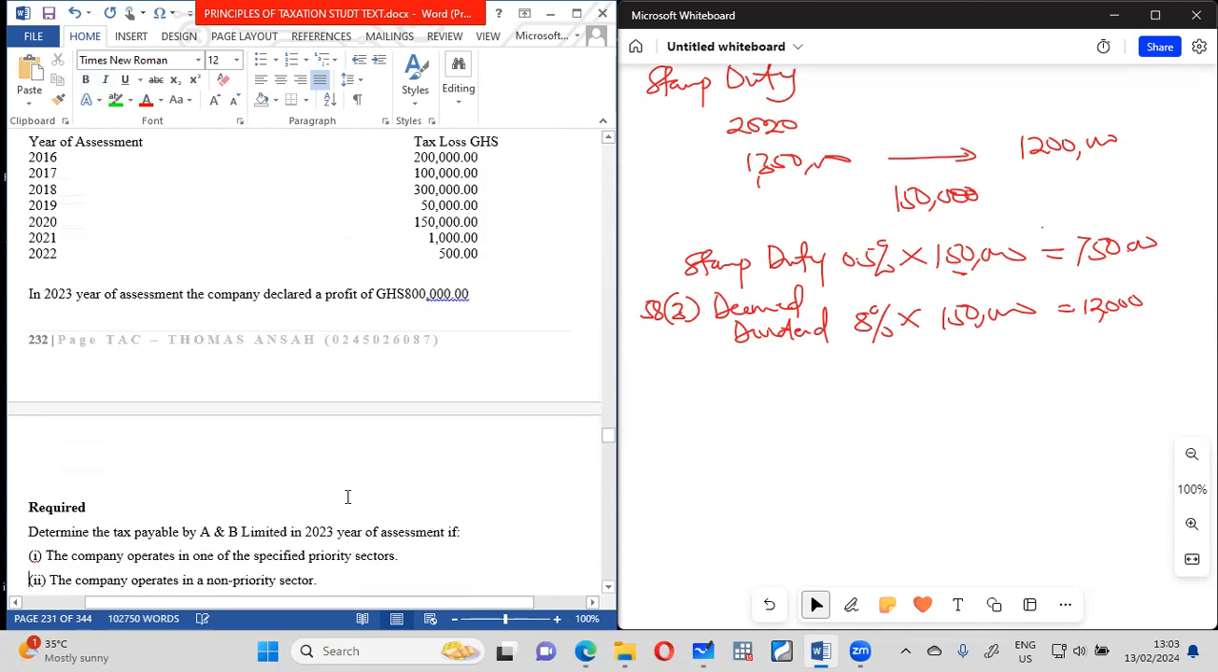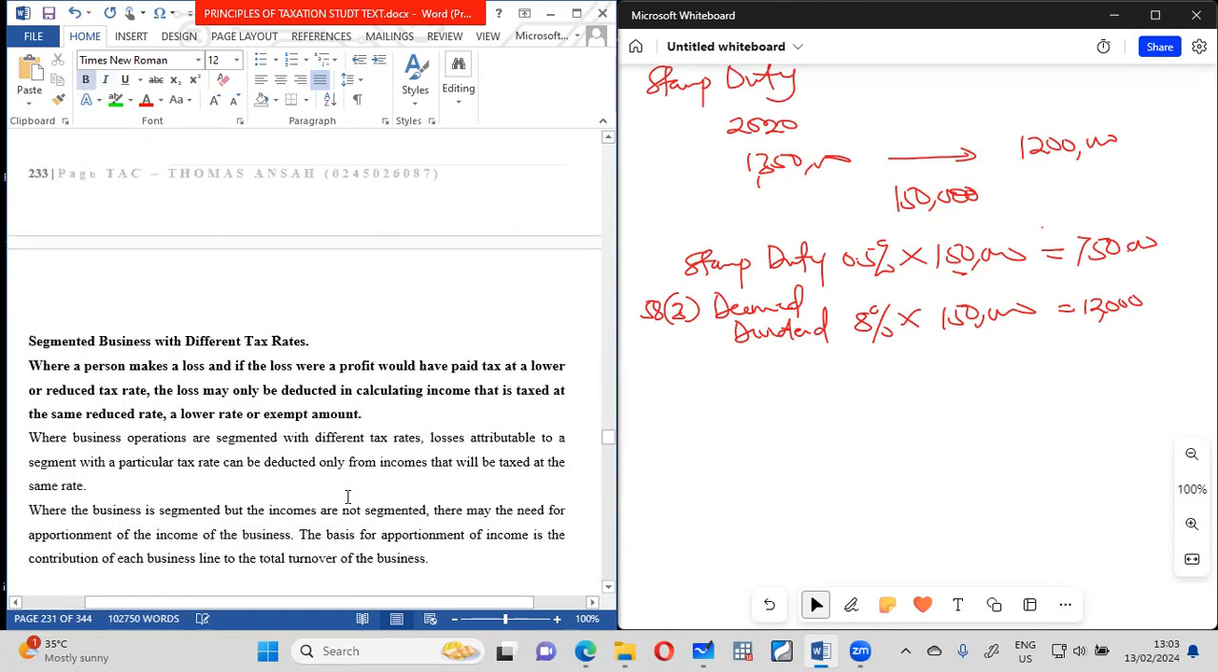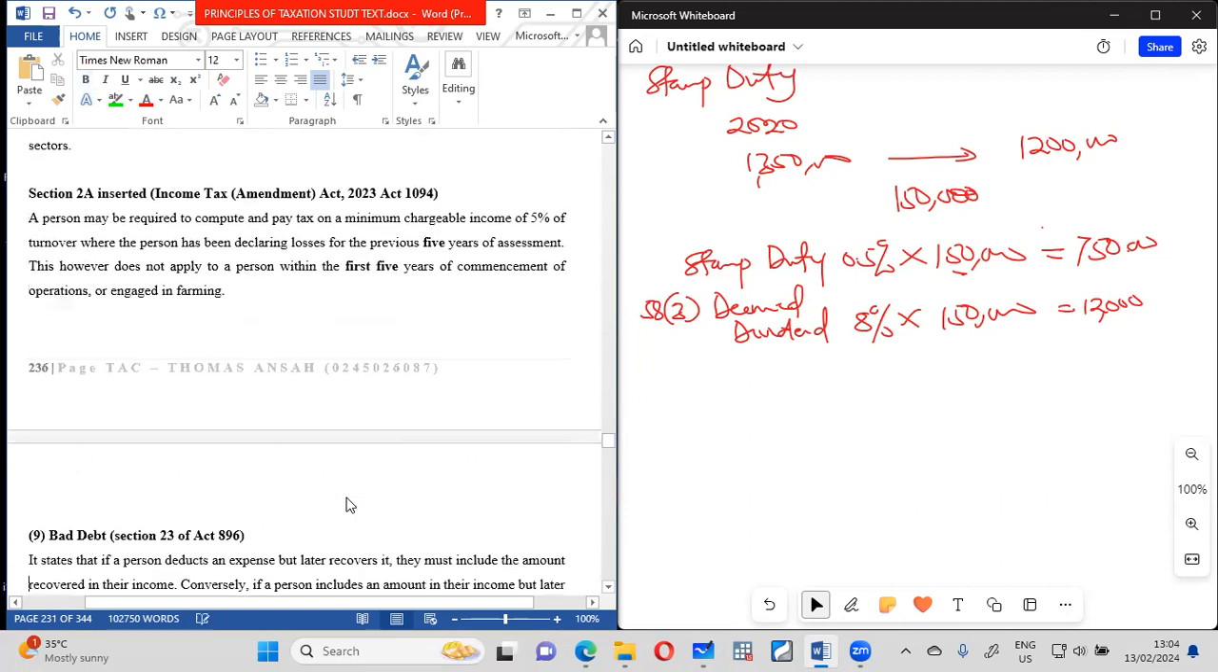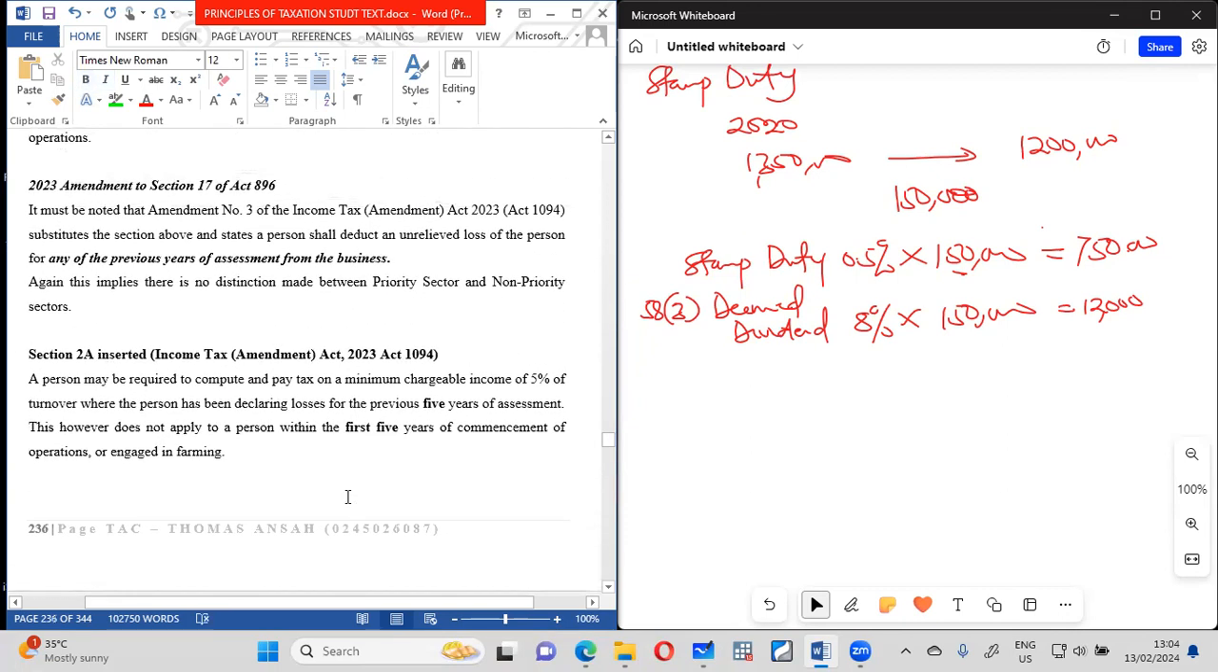Okay, so we start with this one. The 2023 amendment on unrelieved losses. It used to be that we had priority sector and non-priority sector, where for the priority sector it is 5 years and the non-priority sector is 3 years. But right now, the amendment from 2023 is saying that there is no more priority sector or non-priority sector. All that has been taken off. It must be noted that amendment number 3 of Act 2023 substitutes this section. Basically there is no distinction between priority and non-priority sector, so you shall deduct unrelieved losses for any of the previous years.